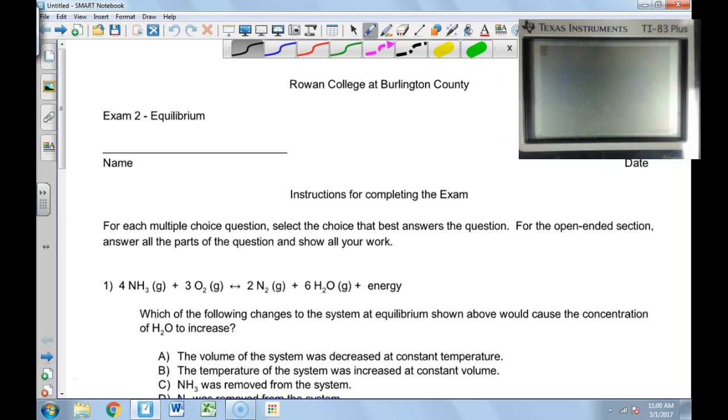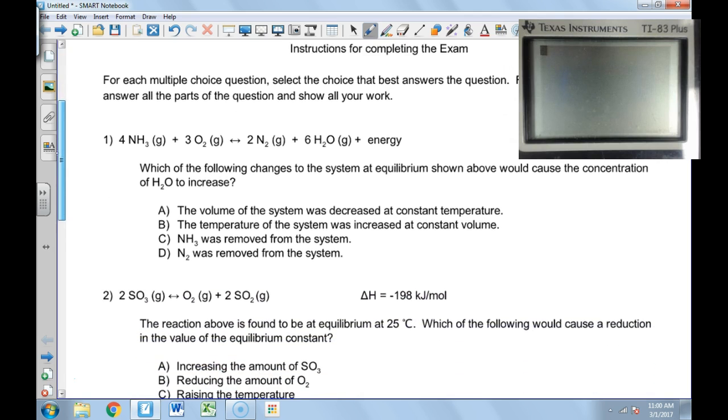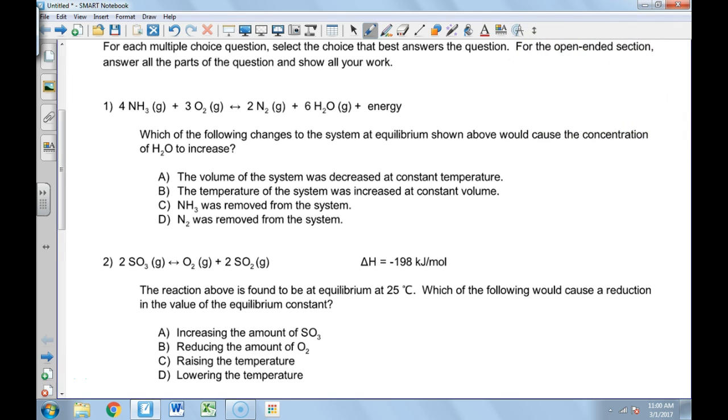Here we go. Let's do some multiple choice stuff. So this question here, I guess we don't need the calculator in this case. It says, which of the following changes to the system at equilibrium would cause the concentration of H2O to increase? So we want this to go up, so we want a shift to the right.